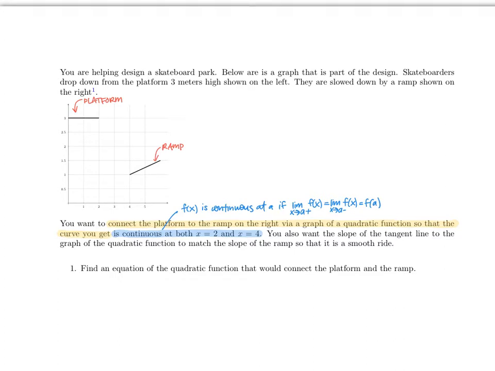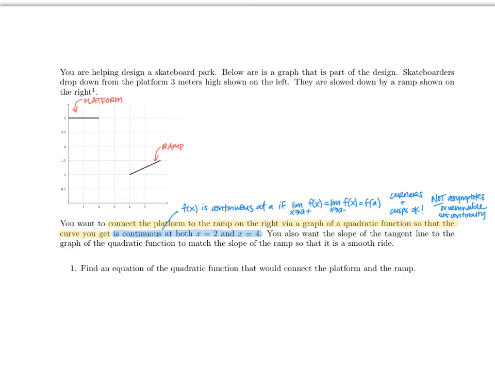That basically means I can have corners and cusps, but I can't have asymptotes, removable discontinuities, or jump discontinuities, so corners and cusps are fine. It says that I also want the slope of the tangent line to the graph of the quadratic function to match the slope of the ramp so that it is a smooth ride. So that's definitely challenging. I can tell that it's going to have to be a parabola, and I saw that in a lot of the drawings as we were grading the two-step quizzes. There's going to be an allowable corner up here, but this connection has to be smooth.